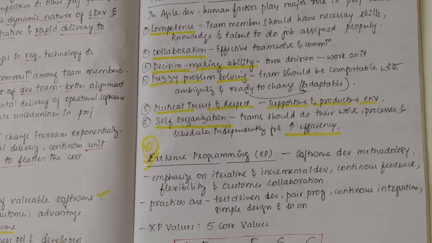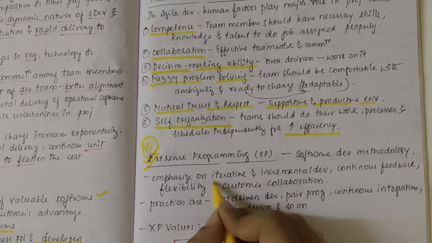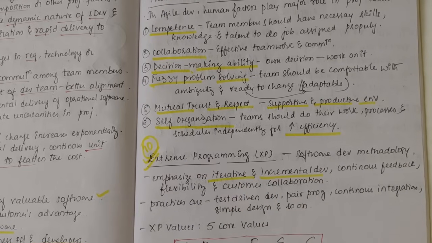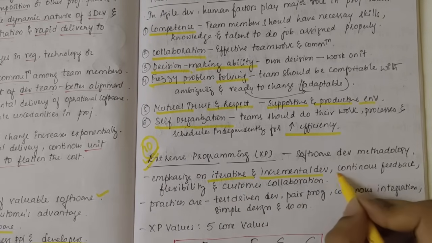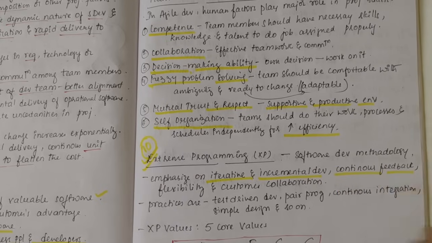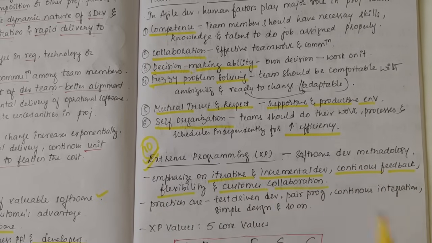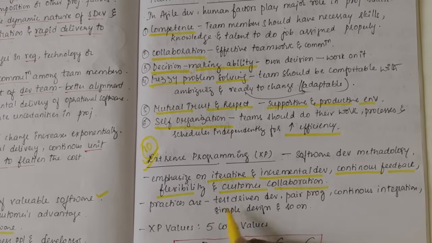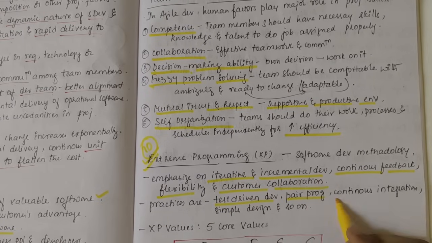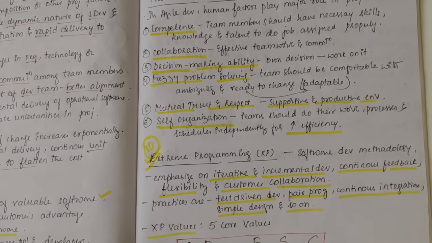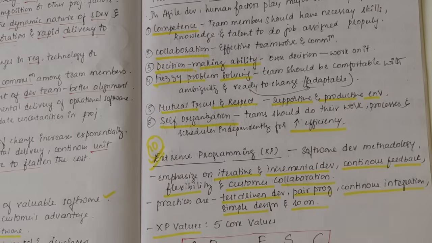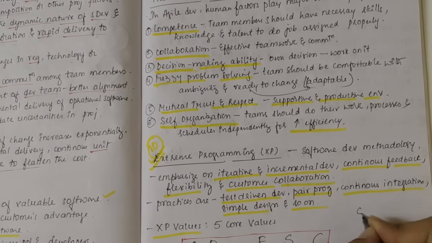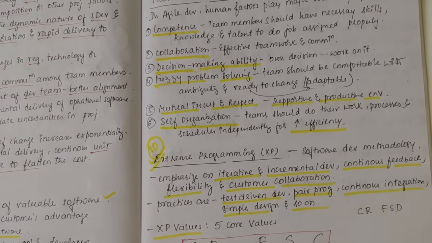Extreme programming is a software development methodology under agile development where we emphasize iterative and incremental development. So you are iterating and incrementally developing by having continuous feedback, flexibility and customer collaboration. The practices here are test driven development, pair programming, continuous integration, simple design and so on. Next we have XP values. There are 5 core values. In order to remember these 5 core values, write it as CR, FSD. Write this D as C.